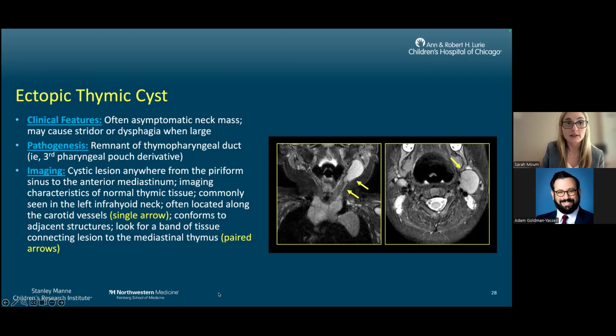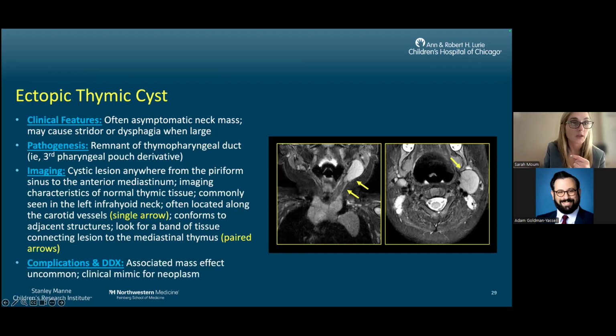And I've shown in the screen left image, a very classic imaging appearance is going to be this band of tissue that connects the thymic cyst structure with the normal thymic tissue in the mediastinum. So that's a classic appearance. And here, this image at screen right is just helping show that association with the carotid sheath. Okay. Complications to keep in mind: associated mass effect when large, and then this is a mimic for neoplasm. So just be aware of the common imaging features, that pliability, that band of tissue, and that helps differentiate this on imaging from a neoplasm if you're not picking up that normal thymic tissue appearance.